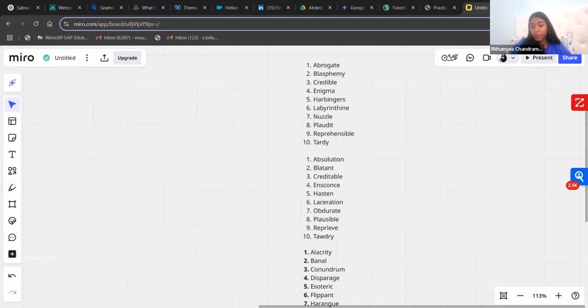My first word was esoteric, which means understood by only a few. My sentence, the teacher's lecture on pre-calc was so esoteric, a lot of students couldn't follow. And then my second word was flippant, not serious or respectful. And my sentence was, his flippant joke during the serious meeting upset a lot of people. And then my third word was harangue, which means a long, angry, or critical speech. And my sentence was, the teacher gave a harangue to the students after everyone failed the test.